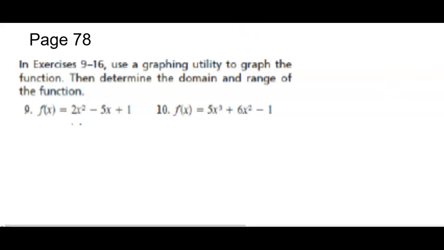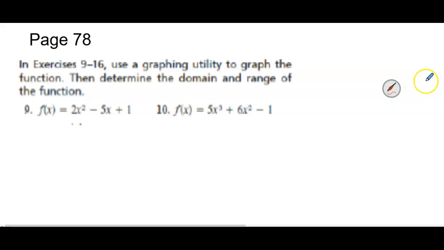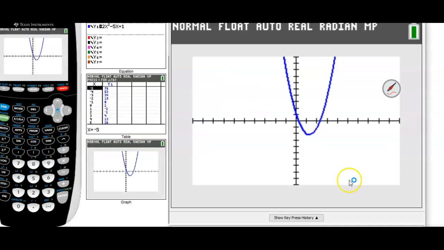Domain is all real numbers, or negative infinity to infinity. And now we've got to look at the range. Let's look at it. We see that this is the lowest it's going to go, then it goes up from there. The range, this is the lowest point. So we need to find that point right there.